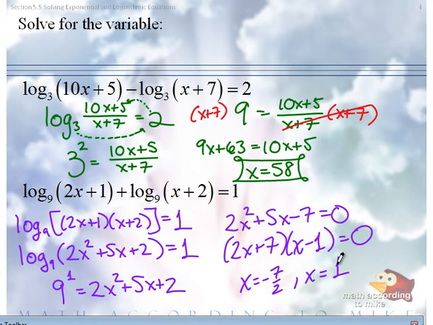But not because it's negative. It makes the arguments negative. Right. It makes the first one negative. The second one would be okay. No, wait, I'm not looking at the right one. Yeah, it makes them both negative. Bad. How about 1? 1's good.